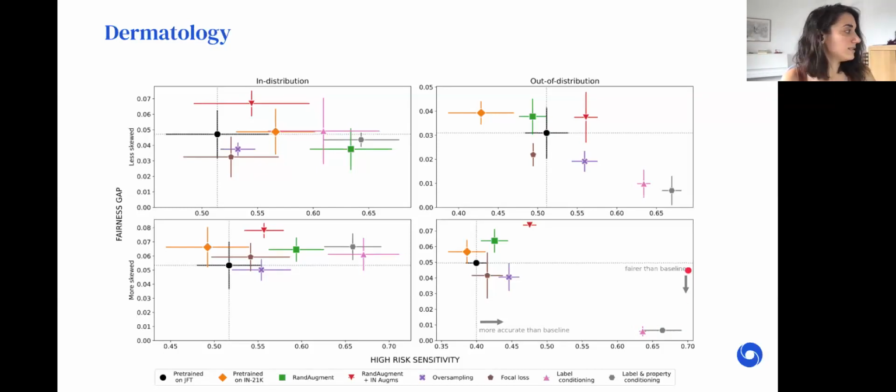And this is true in both settings, but in the more skewed setting, we see more of the benefits. And results are quite similar across the attributes that we consider as well, so not only for sex.